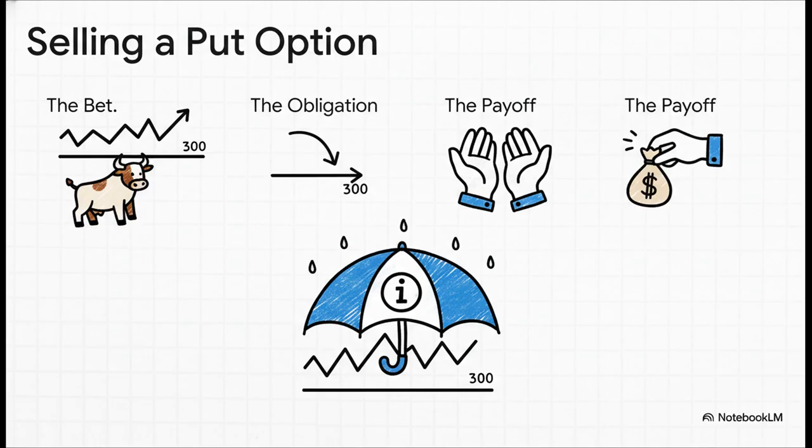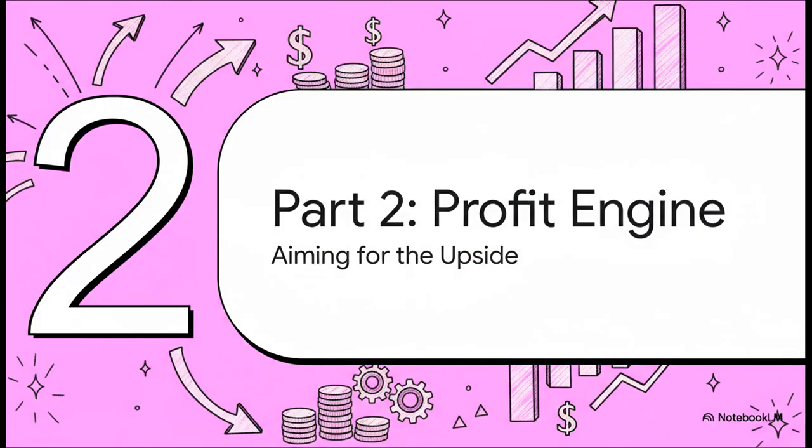And for taking on that risk, the obligation to buy the stock at $300 if they're wrong, they get paid cash right now, up front. It's exactly like an insurance company. They collect a premium today for insuring against a disaster they're pretty sure isn't going to happen. Okay, so we've got the defensive part of the trade locked in, that floor at $300.